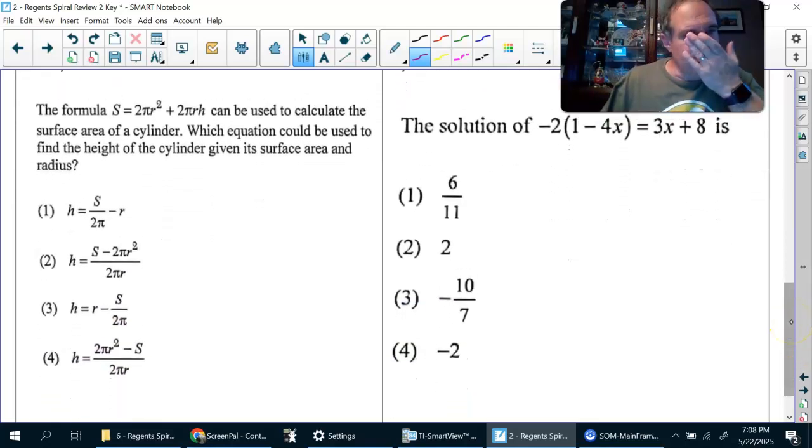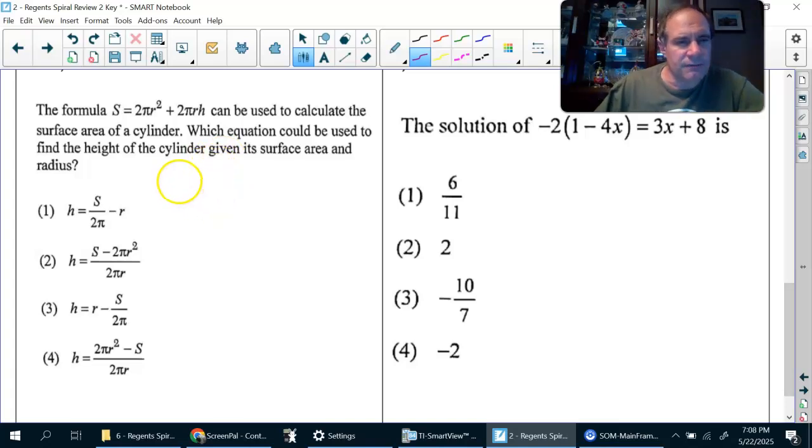All right, this one, a lot of people just find it very difficult to solve literal equations. And this is a literal equation that I am going to write over again.